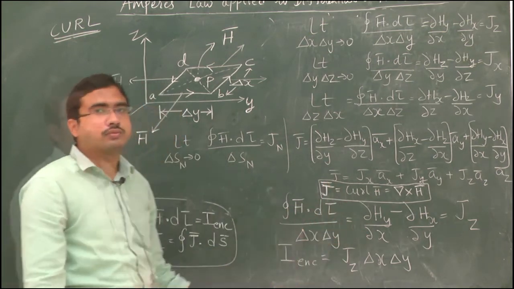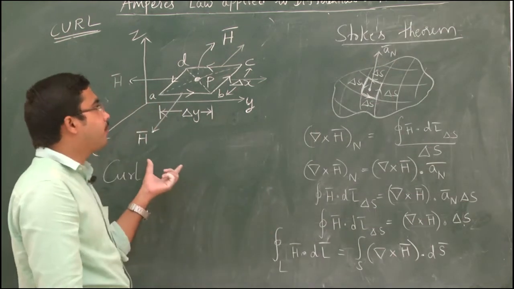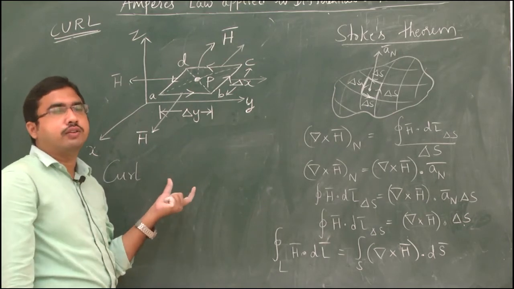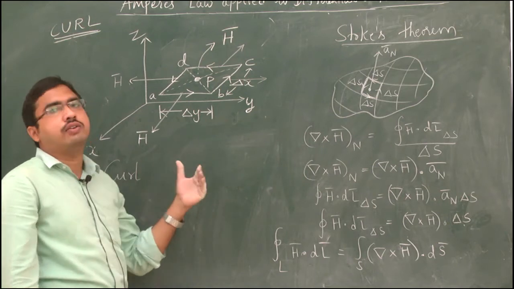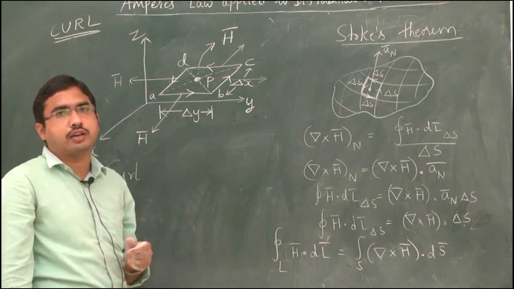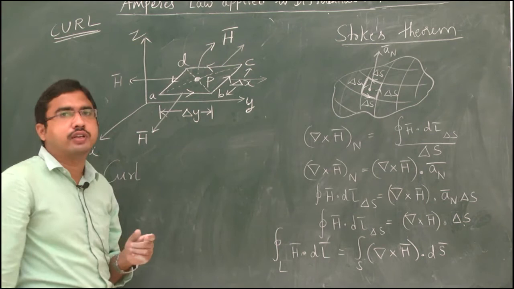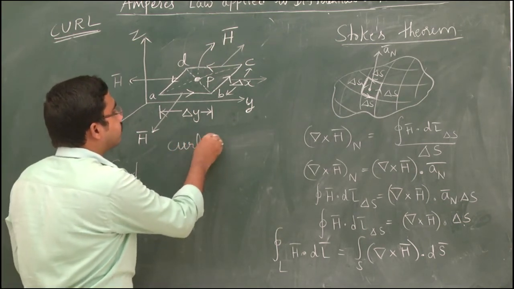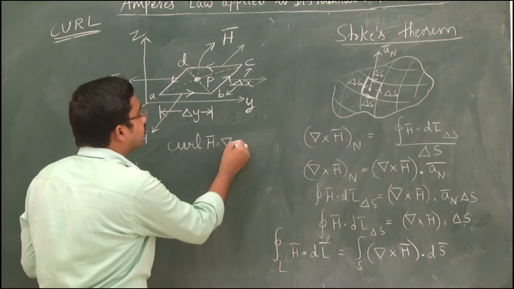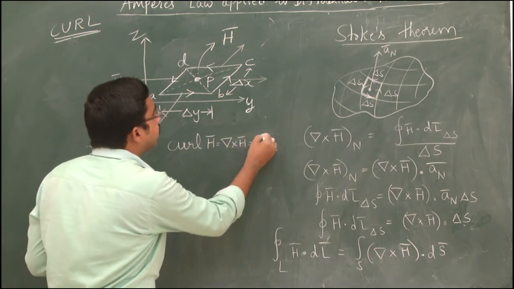So our next concept is we should know the meaning of curl. What is the physical meaning of curl? Already we have derived the mathematical expression for curl. What is the mathematical expression for curl? Curl of H bar is equal to del cross H bar, that is equal to J bar.